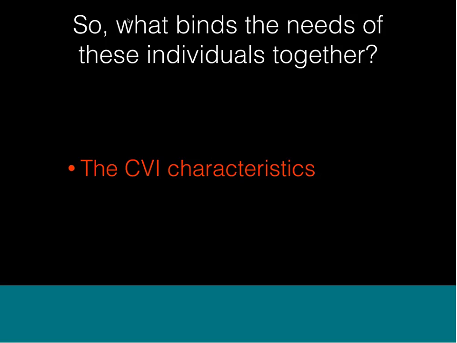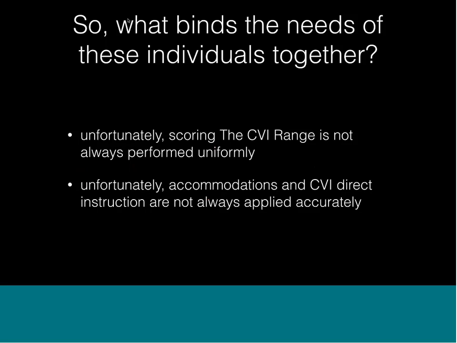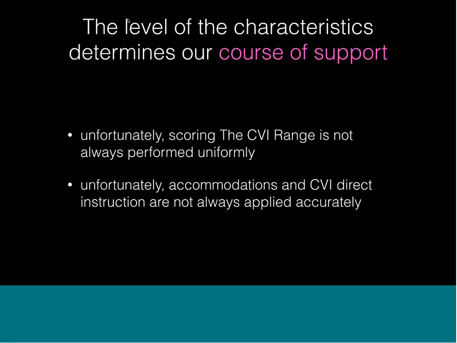So the characteristics are the things that really bind the children with CVI together. They might look different. Some walk, some talk, and I know children with CVI who are gifted readers, and yet what is it that binds them together? It is the fact that those 10 characteristics remain active with that child. There are two other criteria. You guys know what those are as well. So the level of the characteristics, of course, determines the course of our support.